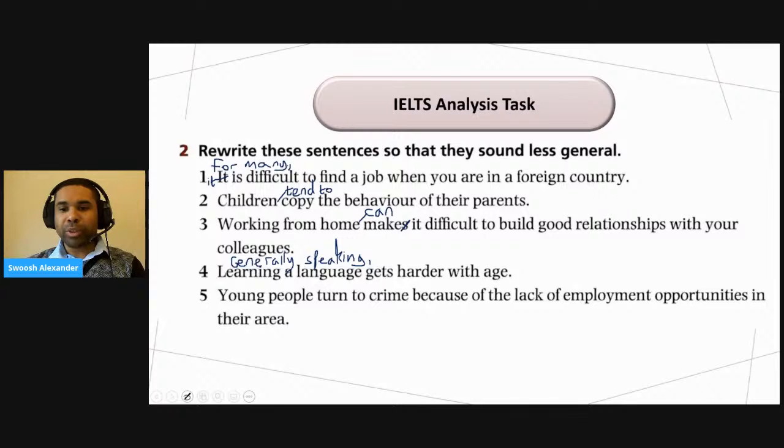So Alice suggests "working from home may make it difficult to build relationships with colleagues." Good. Yeah, "may" rather than "can." Absolutely. We can use that in this case for number 3. Okay, and finally, looking at number 5. "Young people turn to crime because of the lack of employment opportunities in their area." Okay. What do we think for number 5? Any suggestions?